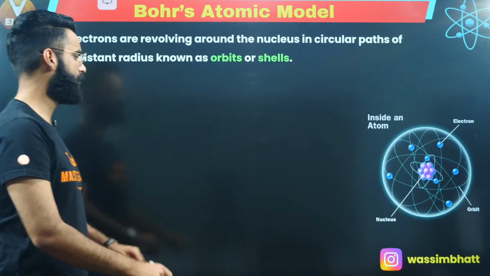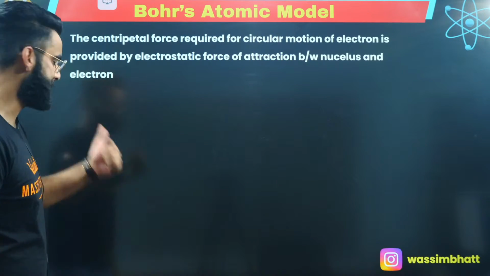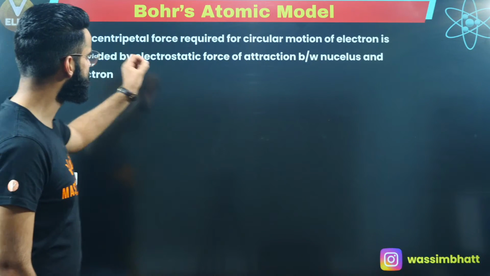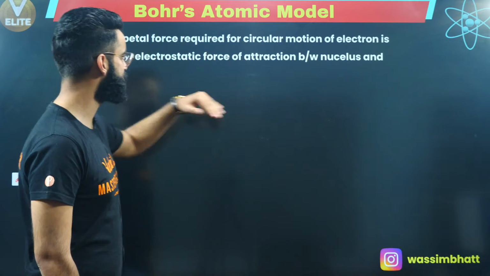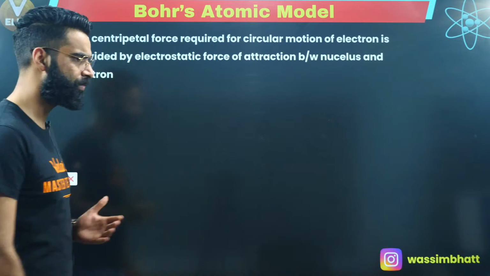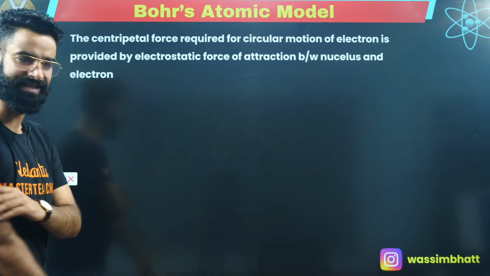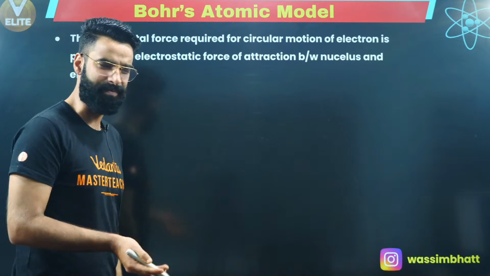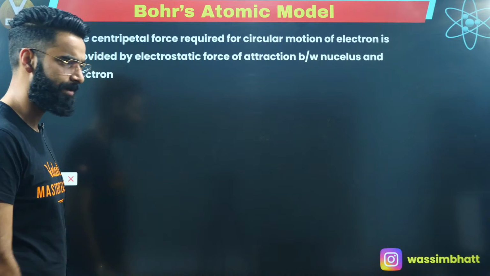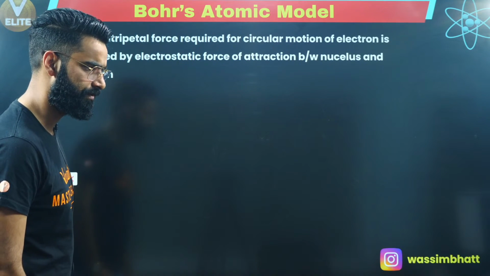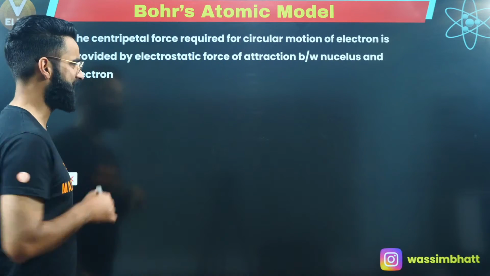Moving on to one more important thing. What is that? Just look at this statement: the centripetal force required for the circular motion of the electron is provided by the electrostatic force of attraction between the nucleus and the electron. What does it mean exactly? All of you must have studied centripetal force in your earlier class as well. People, have a look at this statement, it's very important.